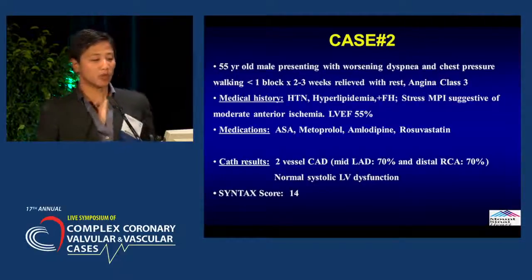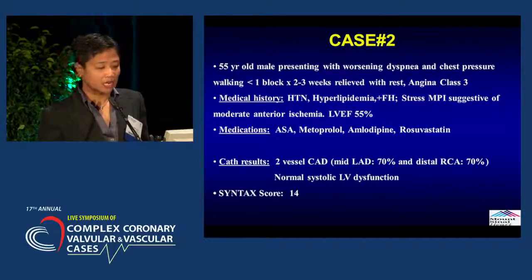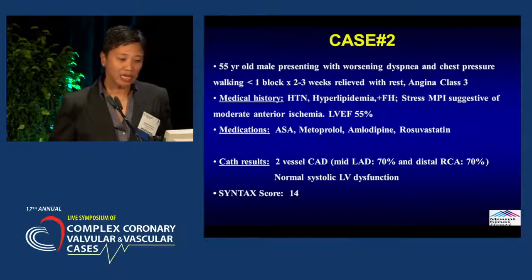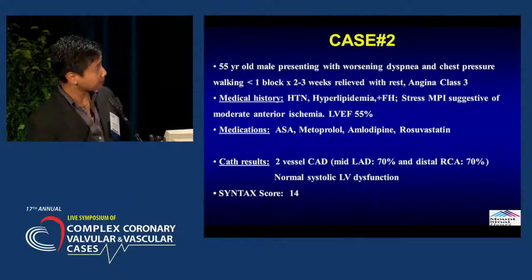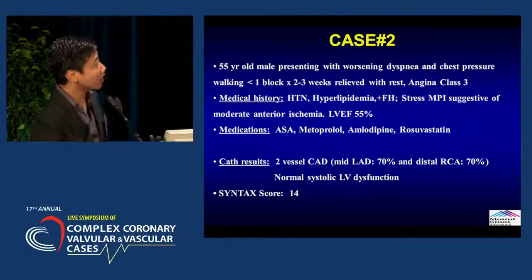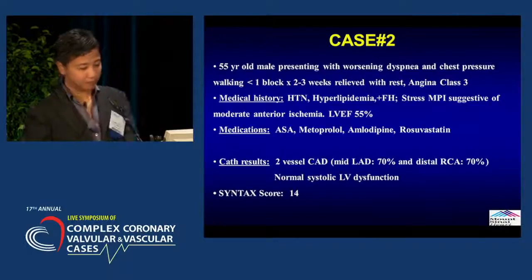Next, a 55-year-old male presenting with worsening dyspnea and chest pressure, walking less than 1 block for the past couple of weeks. Angina class 3, hypertension, lipids, moderate anterior ischemia. So class 3, intermediate risk. Do we have anti-anginal medication? How many? Are we on maximal medical therapy? So maximal medical therapy, intermediate risk, and class 3.